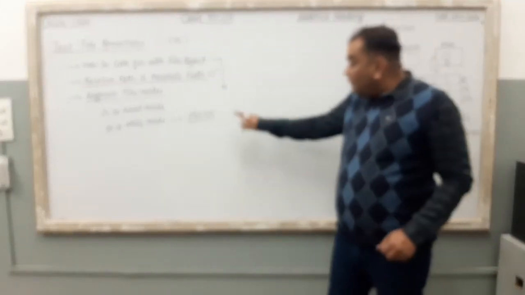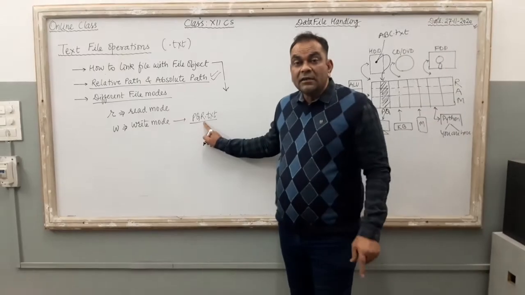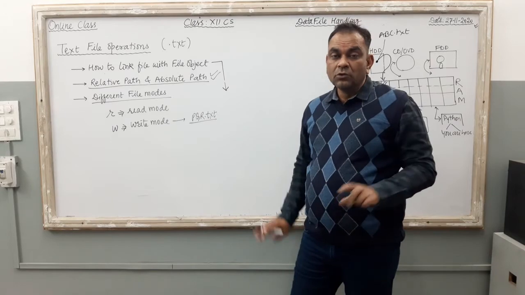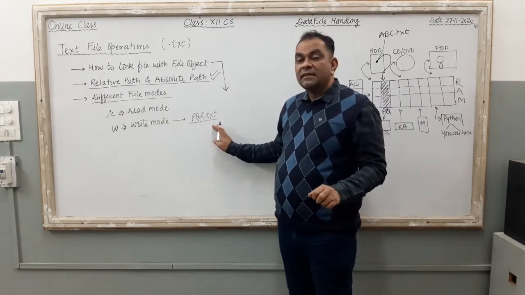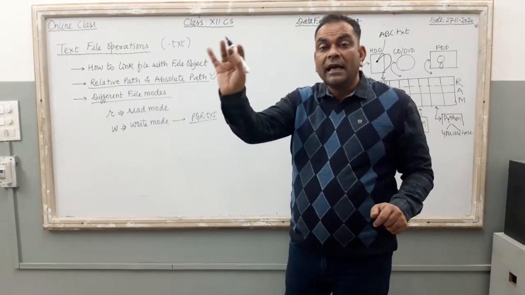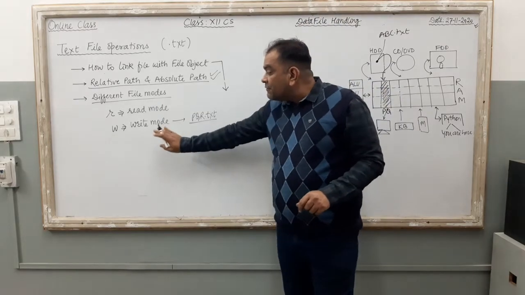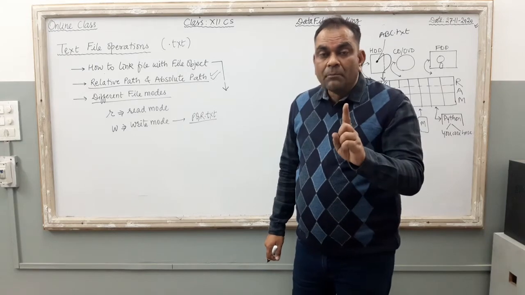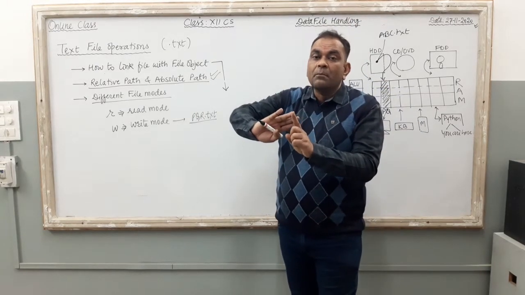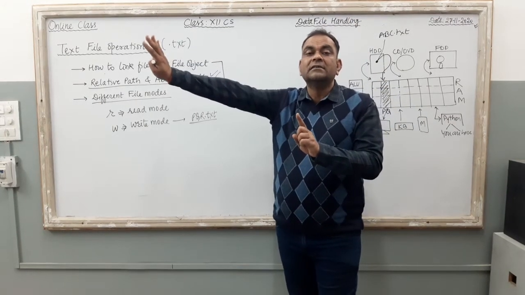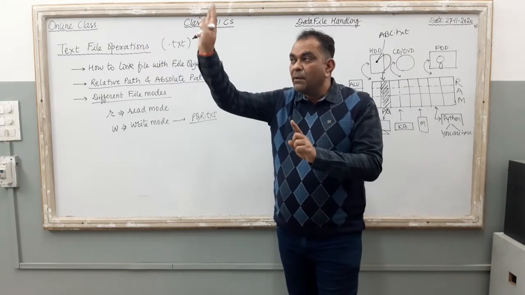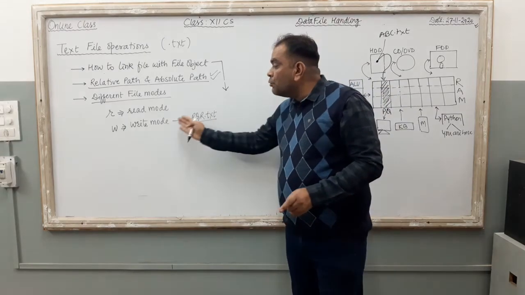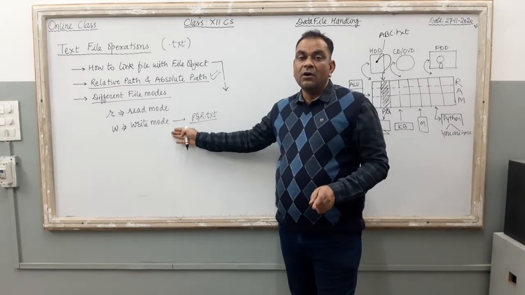Now what will happen? If the pqr.txt file is already created, already available in that folder, and you have opened this same file in write mode, what will happen? Your computer is going to remove the previous data that is there inside the file, blank the file, and then allow you to enter new data in the pqr.txt file.